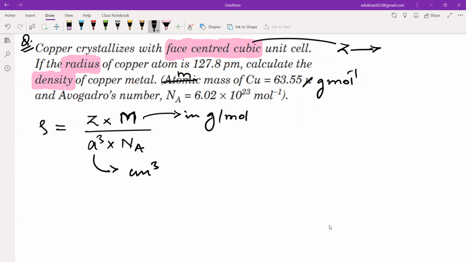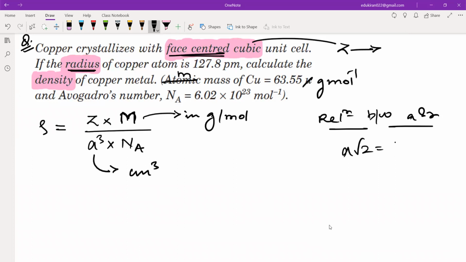But please listen, they have not given you the A, right? So what you will do, you will take the radius and the face centered. You have a relationship between A and R with respect to face center atom. So what is the relationship between A and R in FCC? A root 2 is equal to 4R.